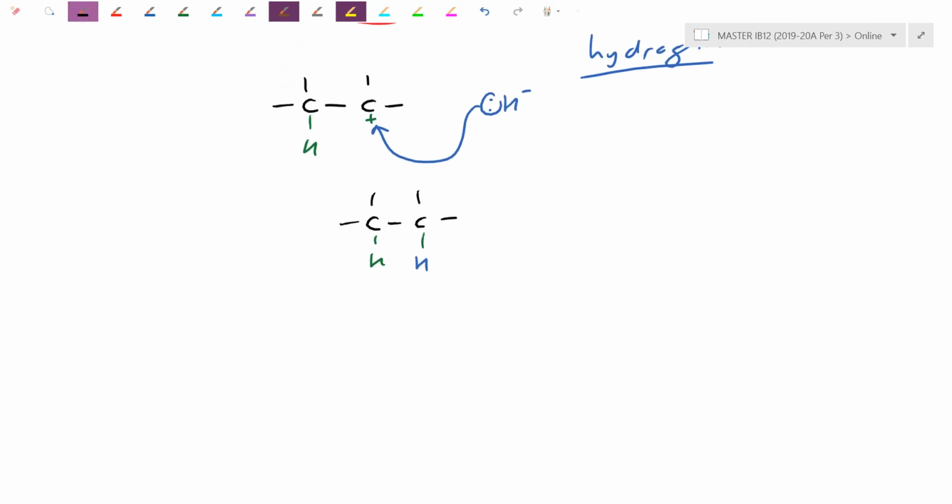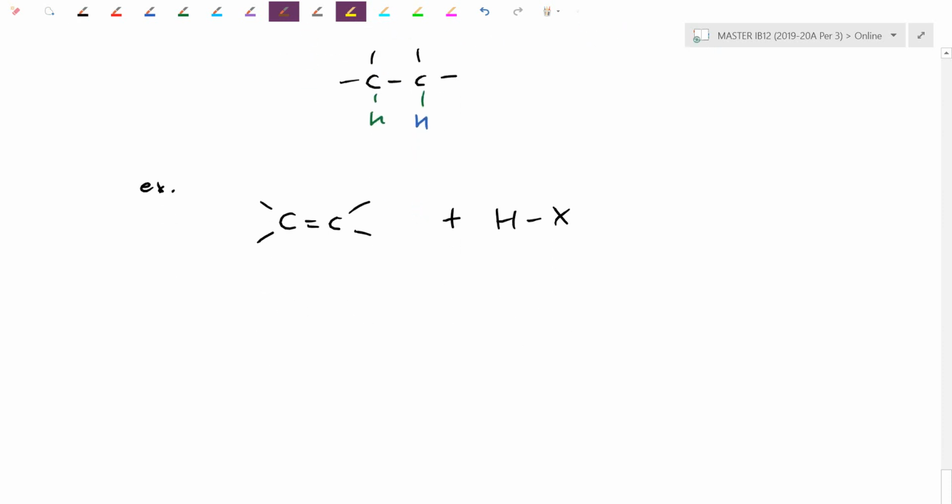This is much more interesting when we actually add a halide, especially when it's asymmetrical. So let's take any old alkene again, but let's add it to a HX. So some halogen group.